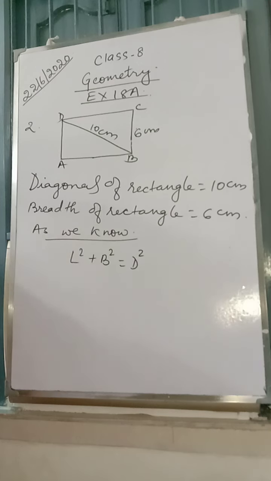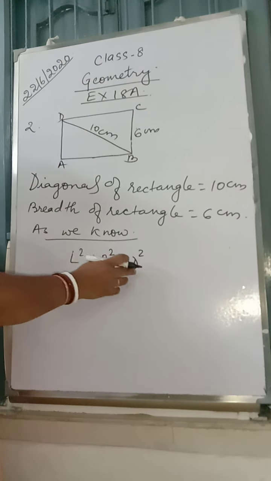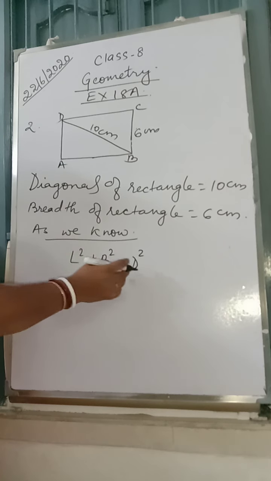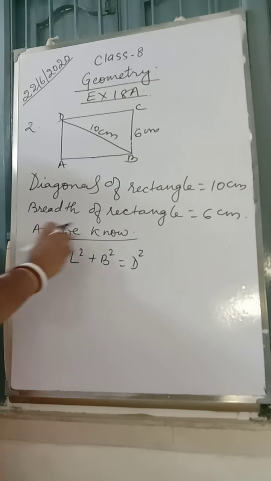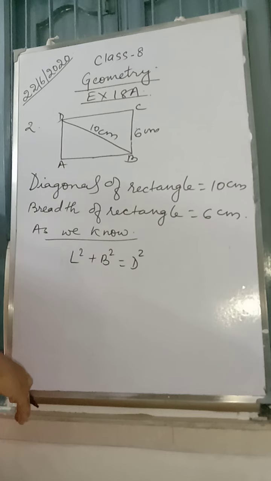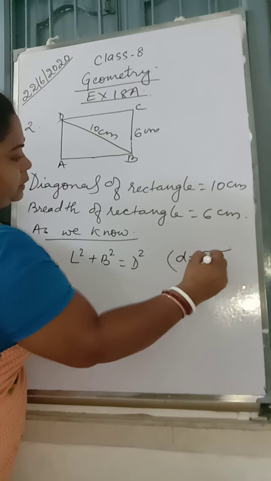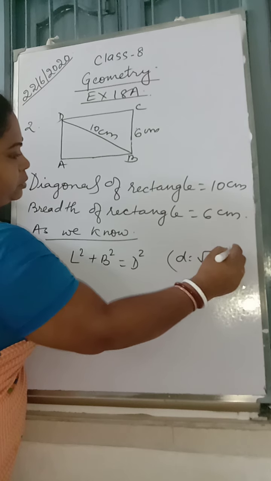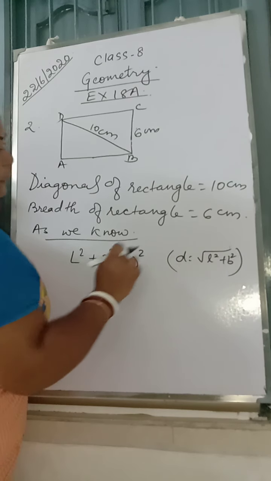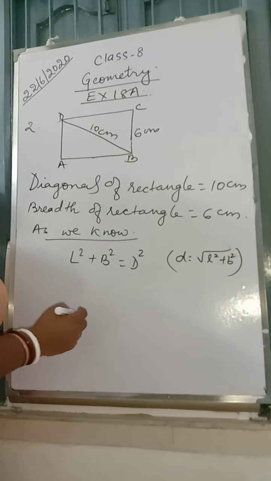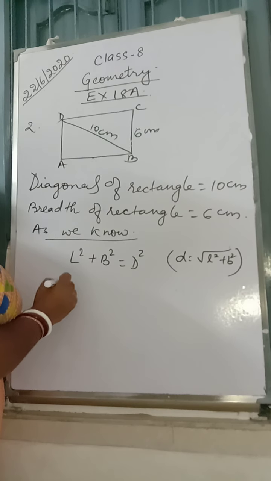We can write the same formula. I have not given root here. If D square is equal to L square plus B square, so D is equal to L square plus B square under root. The same thing I have written. Is it? You have learned now D is equal to under root L square plus B square. So once the root is removed, it will be D square is equal to L square plus B square. Is it?